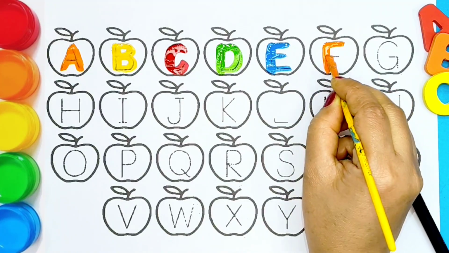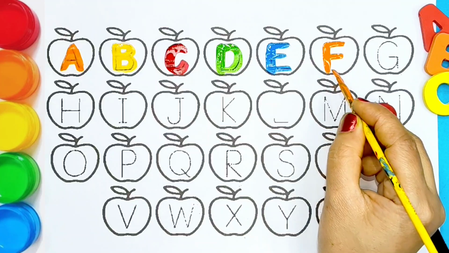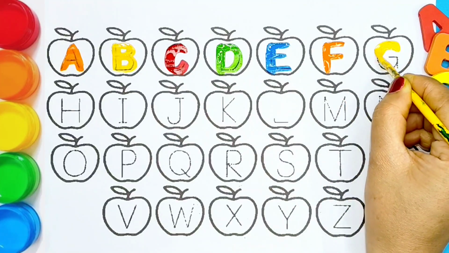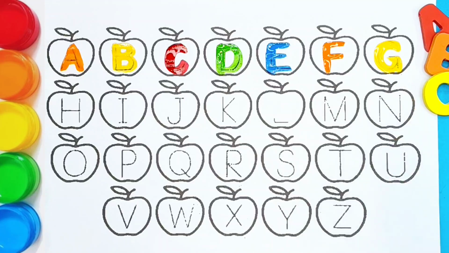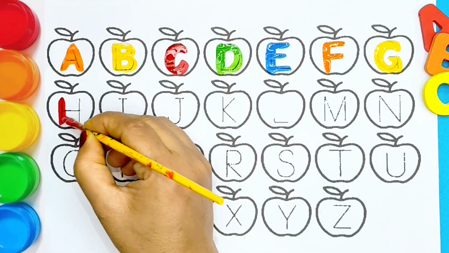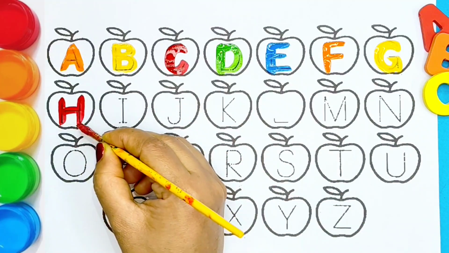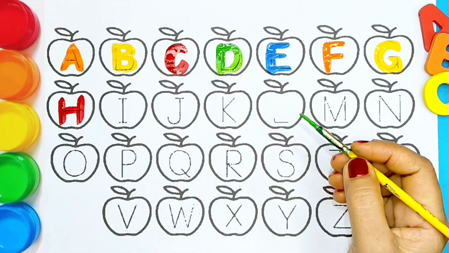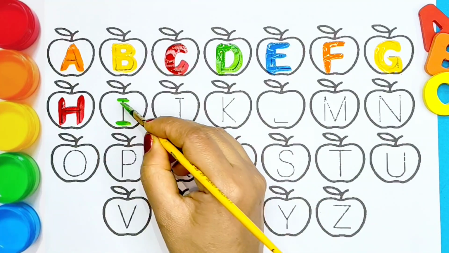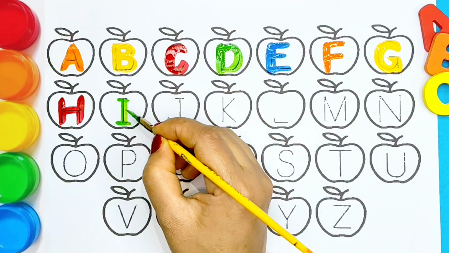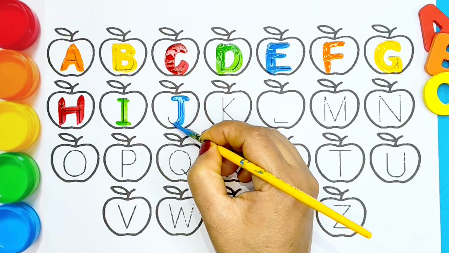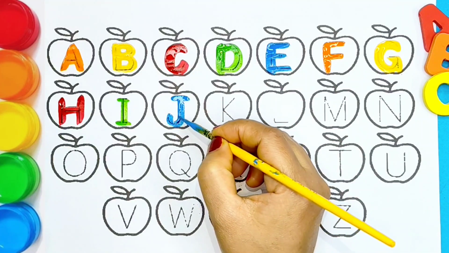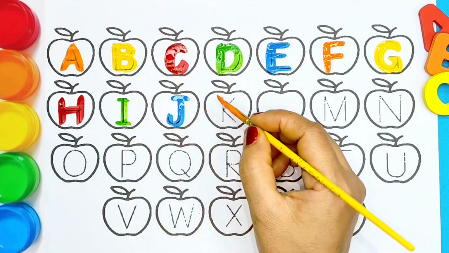Orange color. F. F for frog. Yellow color. G. G for grapes. Red color. H. H for hand. Light green color. I. I for ice cream. Sky blue color. J. J for jug. Orange color.